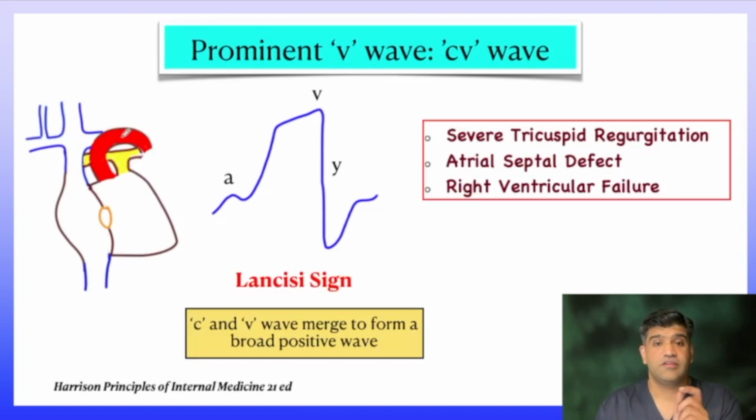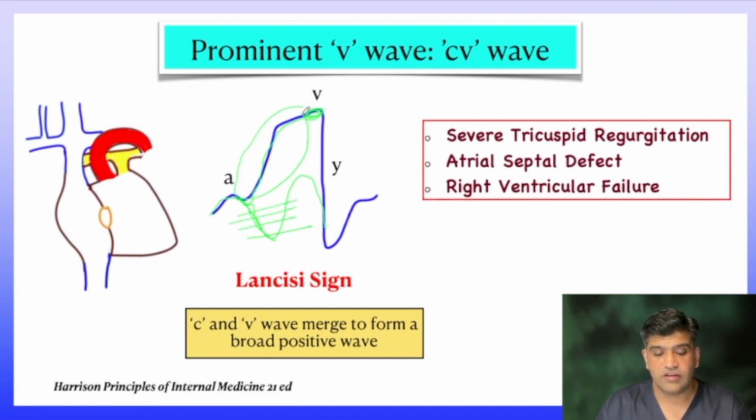Now the next is V or the C. This is known as a prominent CV wave. How does it look? A wave comes here, there should be a C wave, there is, and this should have been the normal course. Here comes the V and then the Y. So this is absent. That means the atria is not relaxing right away from the C wave. It is going right up to the tricuspid closure. That means no relaxation of the atria is there.